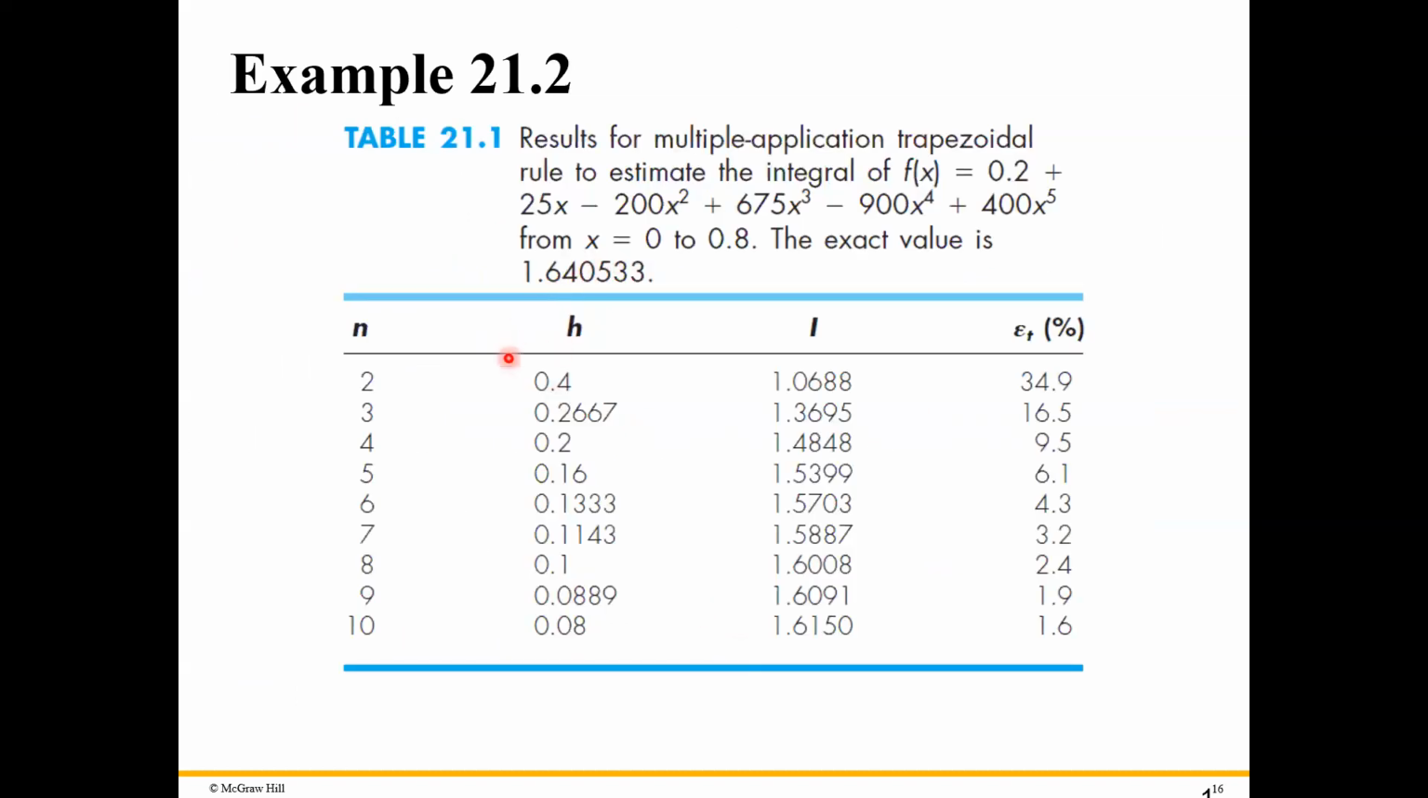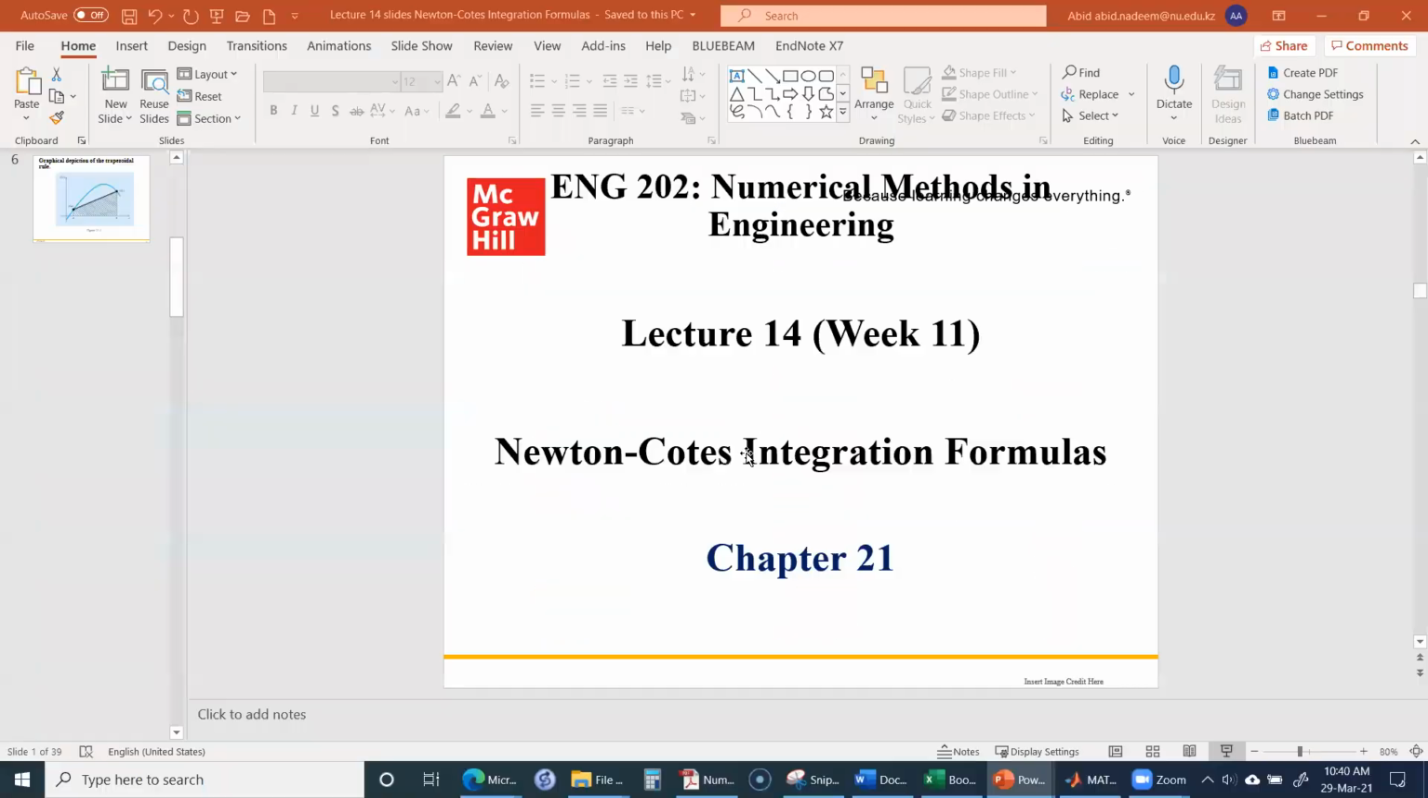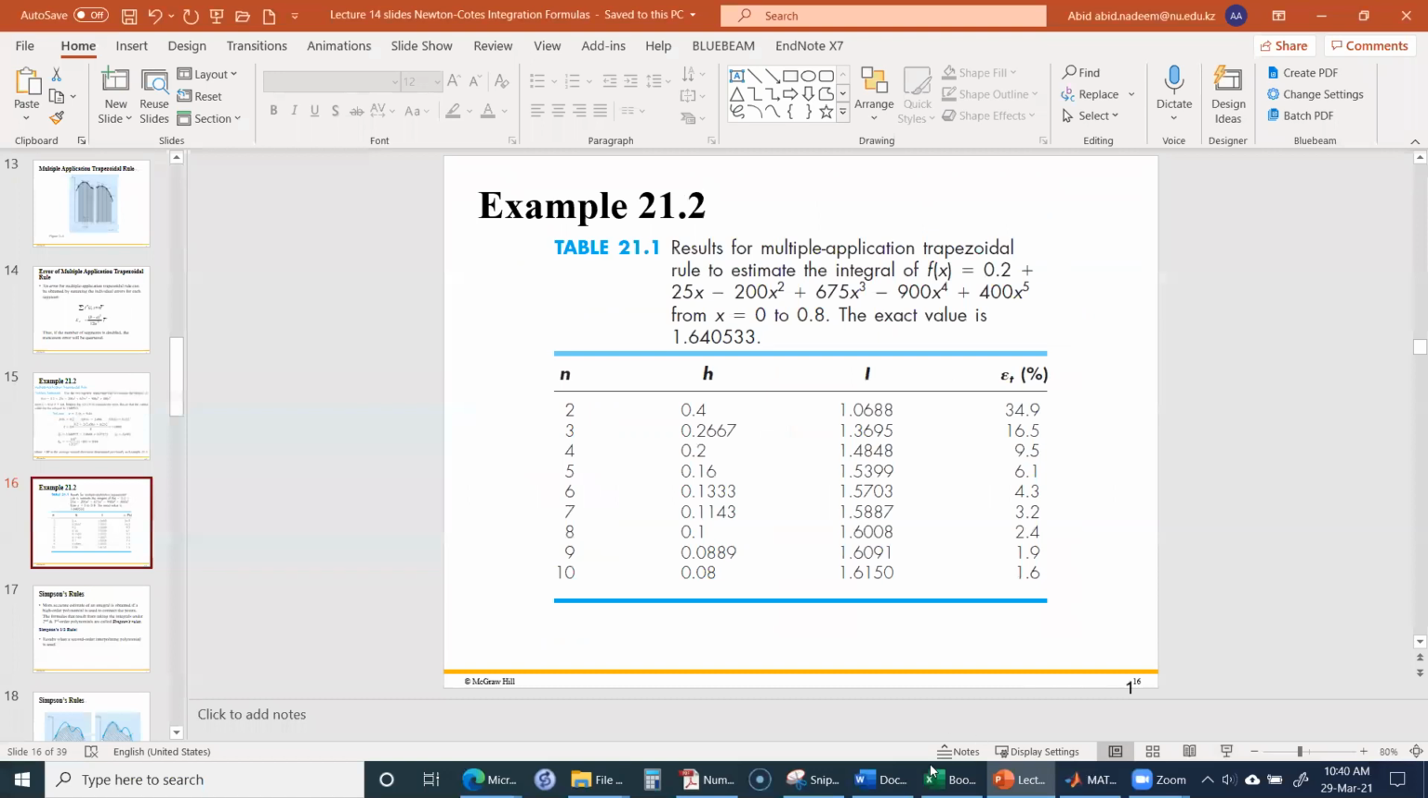We can also check it with various values of n. If we increase the value of n from 2 to 3, the value of the integral will be 1.3695, if we input these values. So let's try it, maybe in Excel.